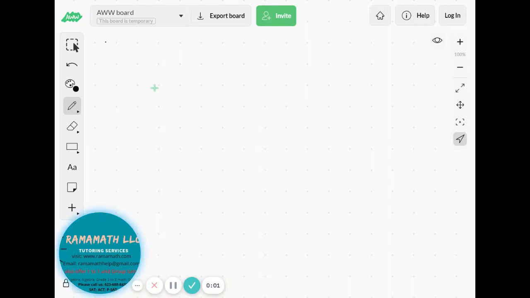Alrighty, good morning guys. So today's concept we're going to learn writing fractions as decimals. Also mainly important is writing repeating decimals as fractions. Writing repeating decimals as fractions.